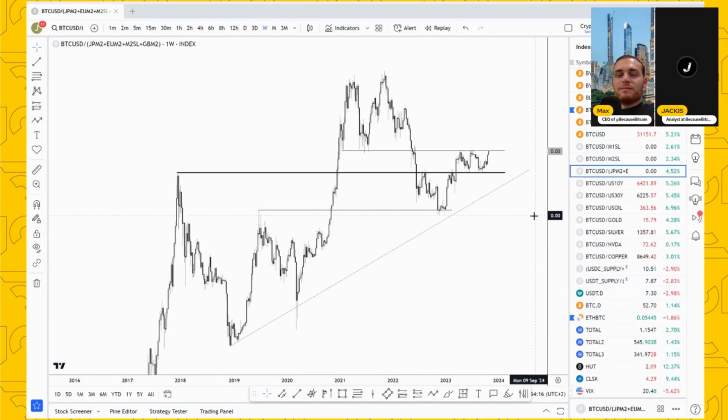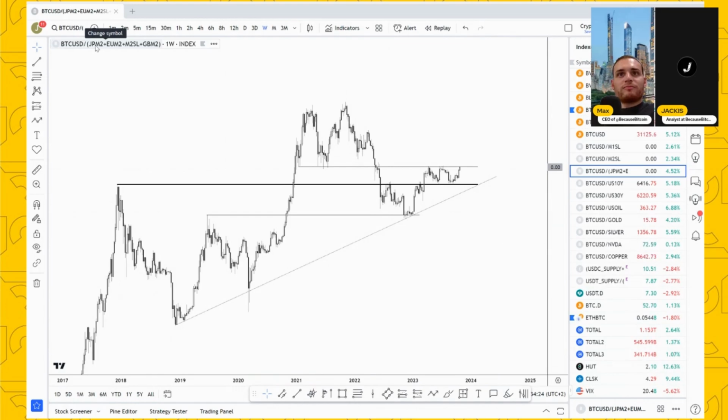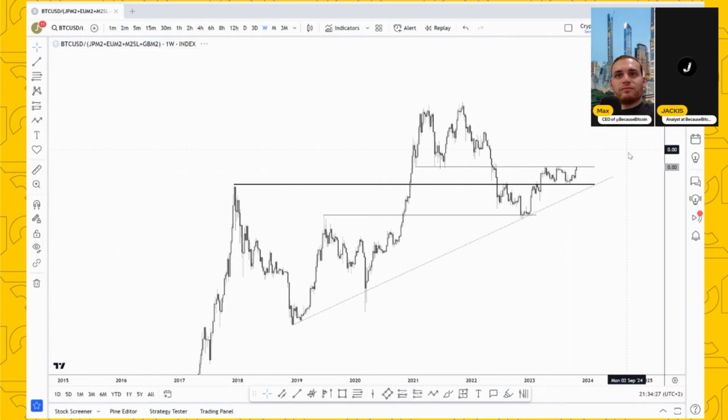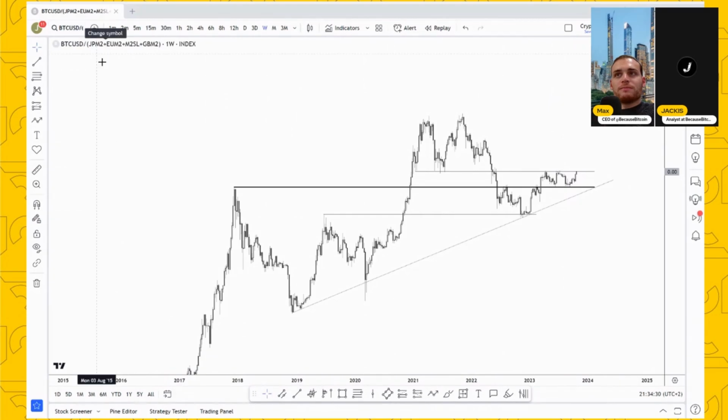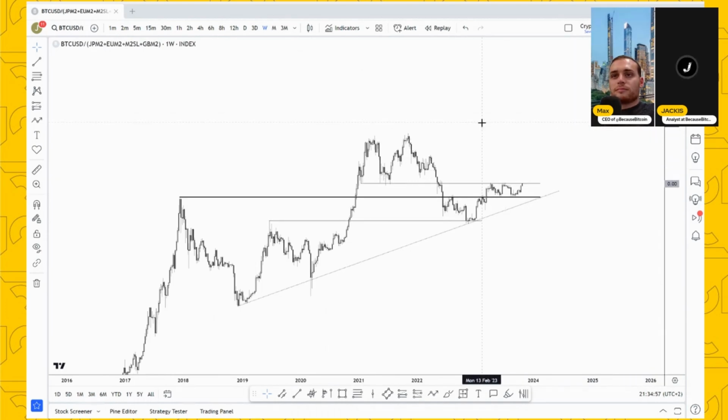I used all M2s on this one, and this is probably the most accurate, because BTC is not a dollar denominated asset. It's a global asset, traded in all countries in the world. So I used the major currencies' money supplies: Japan, Euro, Great Britain, and obviously US. I combined them all and divided them by BTC, because all the others do matter, but the percentage is so low that it's about these four.